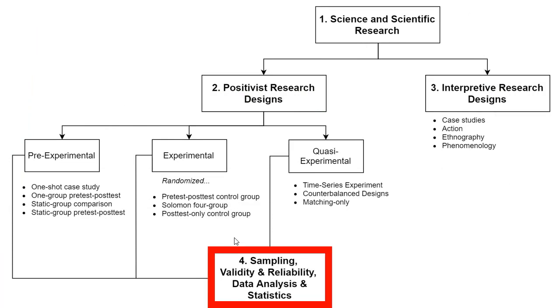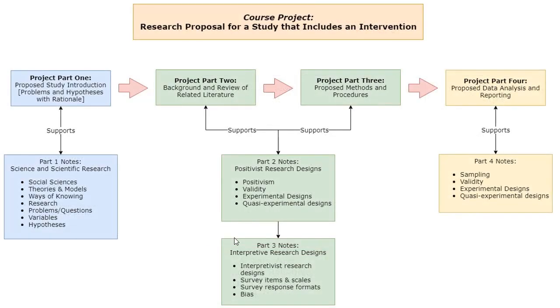Now, as you can tell from the course big picture, sampling is part of Part 4 of the course. Though if you examine the lines, you can see that Part 4 is really connected mostly to the different research designs that are positivist in nature, though some of the information and examples included in the Part 4 section do address some aspects of interpretive research design. It is very applicable to positivist research design.